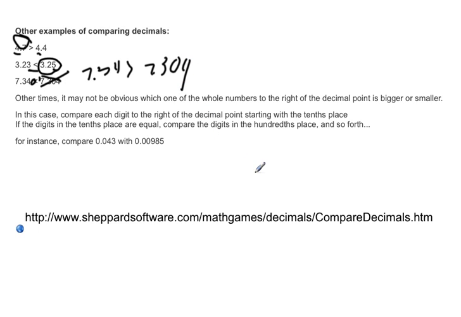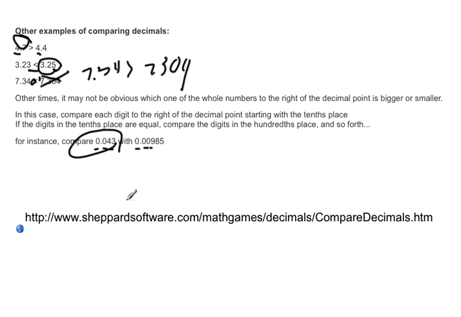I hope so. Other times it might not be so obvious which ones to the right of the decimal are bigger. In this case, compare each digit and you'll go from there, comparing as you go each direction to the right. 0, 0, 0, 0, 4, 0. Oh, so which number is going to be bigger? This one.